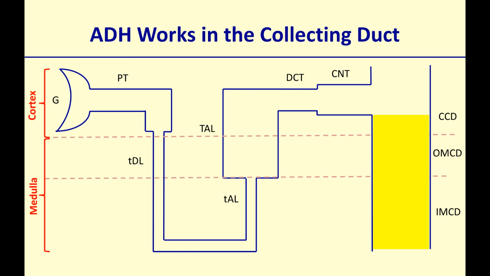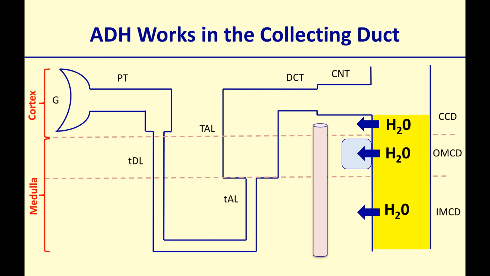And all of this yellow portion is the collecting duct, and this is where water is reabsorbed. And this collecting duct has principal cells where water is reabsorbed, and also there are vessels that are coming from the cortex down into the medulla that are very important.